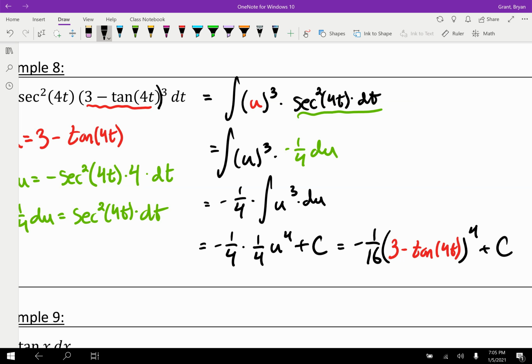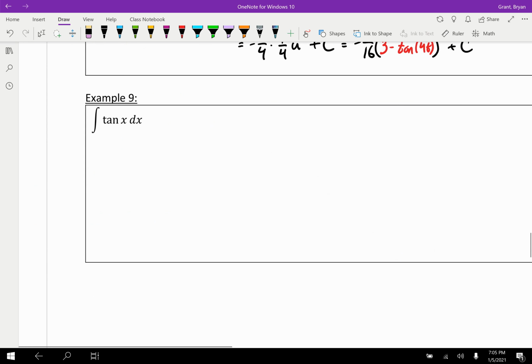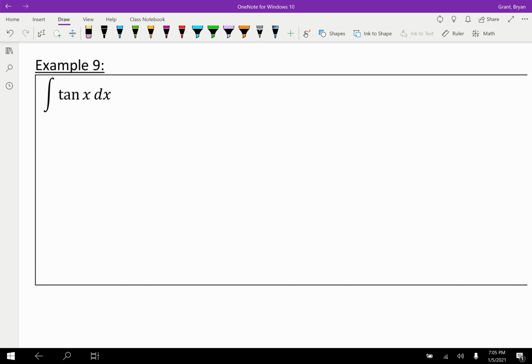Oof, that was a pretty gnarly one. Actually, the derivative of that is pretty tricky. The 4 is going to come down and reduce it to 1/4, but then through the chain rule, you'll get another 4. There's a couple of negatives in there. Yep. Tricky. All right. Example 9.